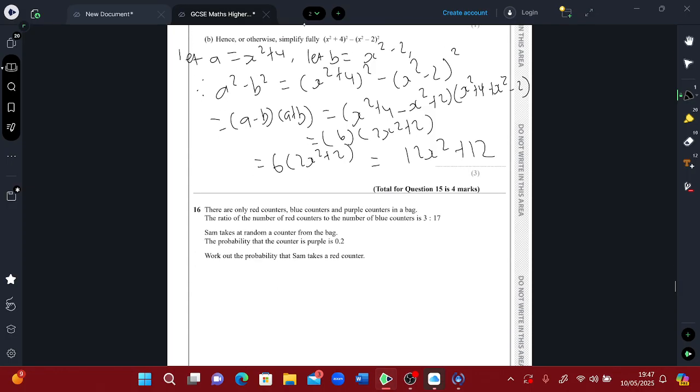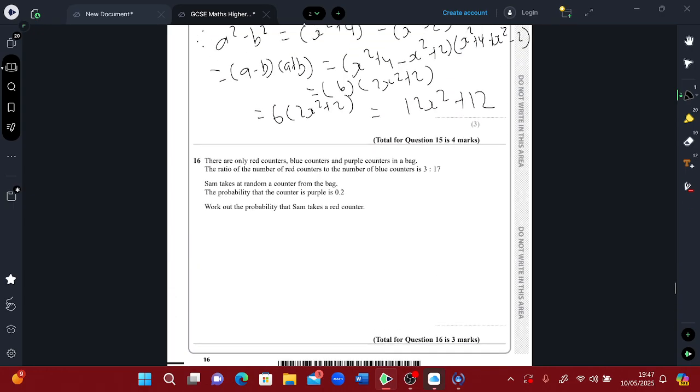Okay, we've got a probability question next. There are only red counters, but they love these counter questions, by the way. We've got 3 different counters here: red, blue, and purple. The ratio of red to blue is 3 to 17. Sam takes a random counter from the bag. The probability it's purple is 0.2. Work out the probability Sam takes a red counter. Now, if we want a probability, we need how many red counters there are over how many counters there are in total. That's going to be the key here.